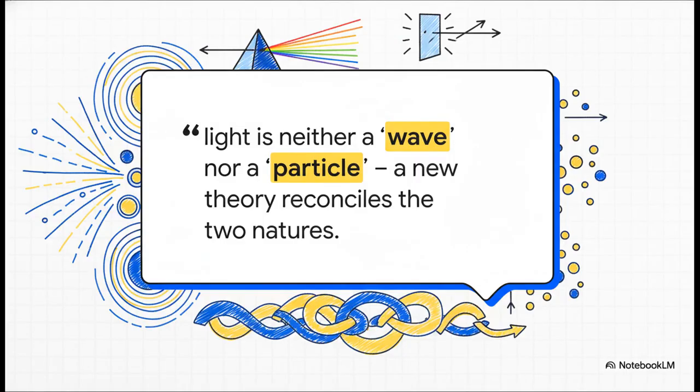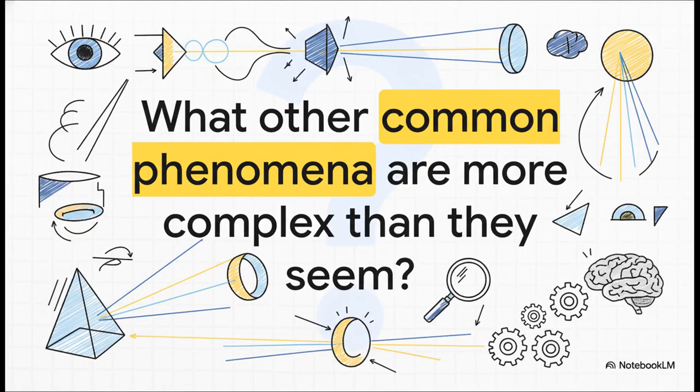But for all of these predictable rules we've just talked about, the fundamental nature of light itself, well, that was a huge mystery for centuries. Is it a wave, like sound, or is it a stream of tiny little particles? The totally mind-bending answer from modern physics is that it's somehow, mysteriously, both at the same time. It just goes to show you that even the most basic things we experience, like simply seeing the world, are built on these layers of incredible physical complexity.